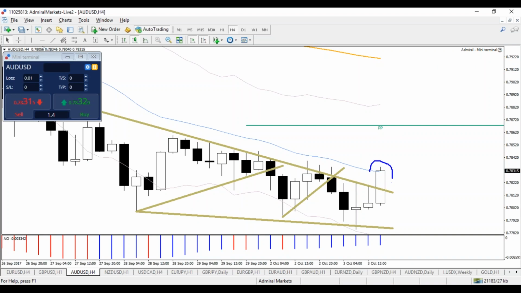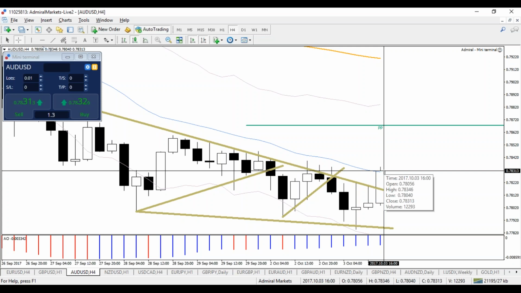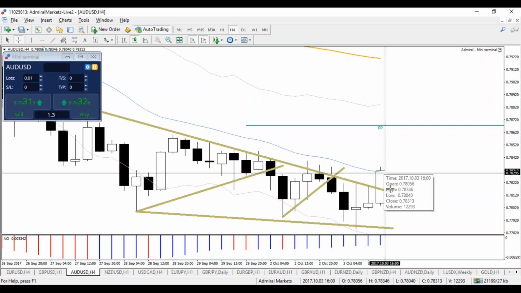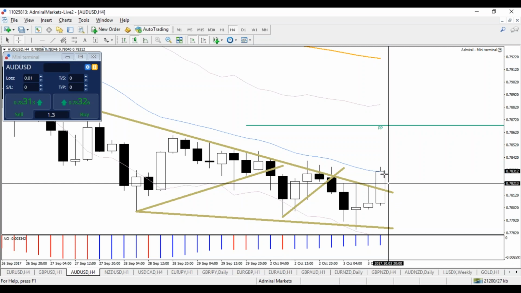If there's a good 4-hour candle like that, this could be a Marubozu candle, as Nana calls it, and that means that the bulls are in control. The difference between the high and the low at this moment, however, is only 30 pips. It's a bit small on the 4-hour chart.